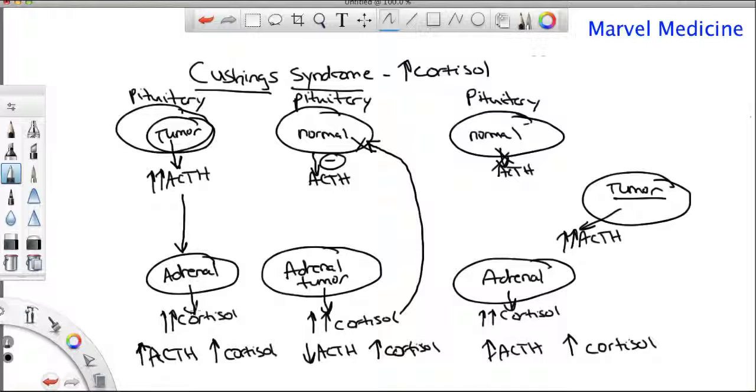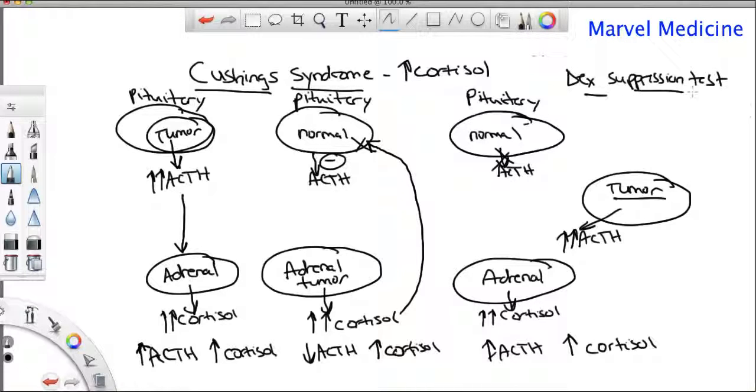Well, didn't we say the pituitary tumor does the same thing, high ACTH, high cortisol? What if we had a patient and had both of this? How do we differentiate the two? How do we know where the tumor is? And what is it, a pituitary tumor or what type of tumor? That's where the dexamethasone suppression test comes in.